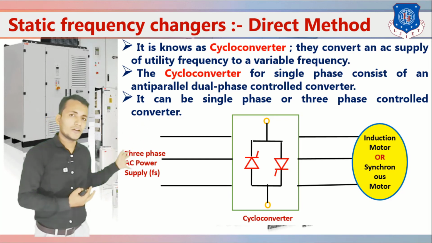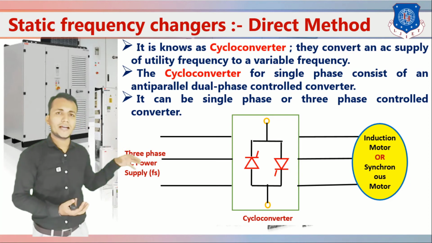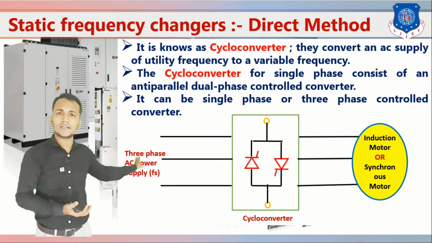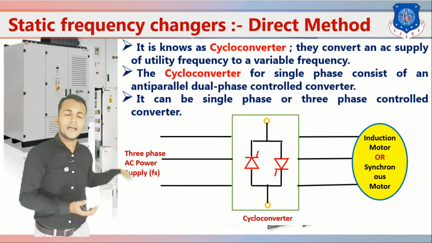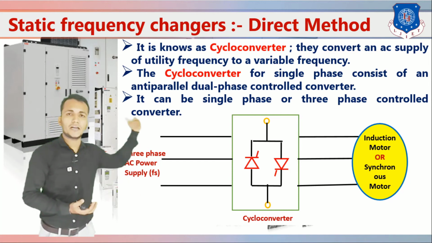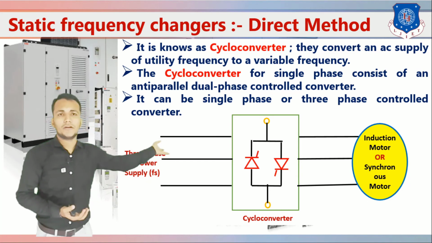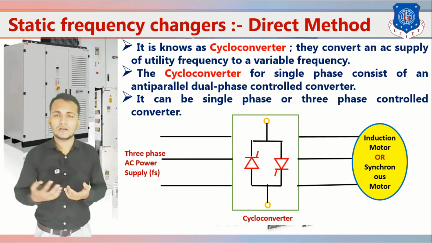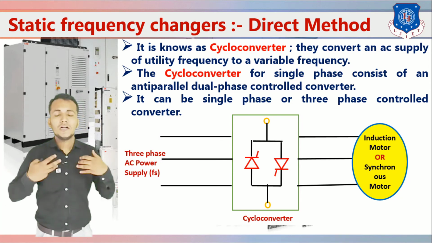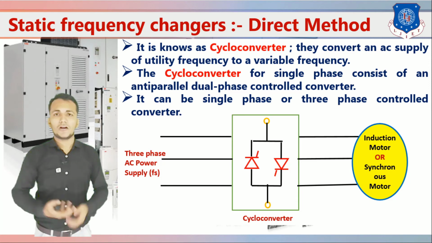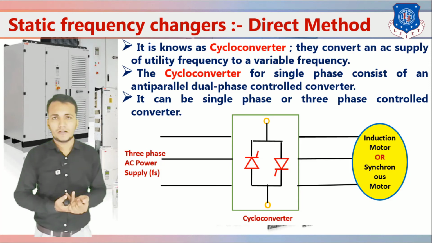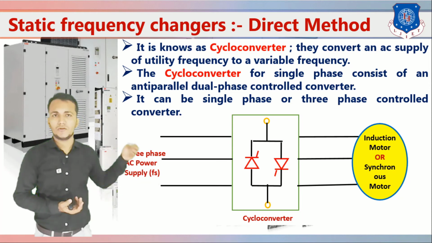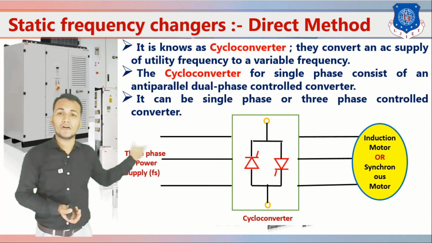So in this figure you can see we have not provided any kind of indirect method, okay. We have directly connected the cycloconverter to convert AC supply at one frequency to AC supply at another frequency for the induction motor. That's why the induction motor speed can vary, okay. The basic idea is to vary or control the induction motor speed, okay. So we have provided the cycloconverter to vary the frequency. If the frequency is varied, then the speed also varies, okay.